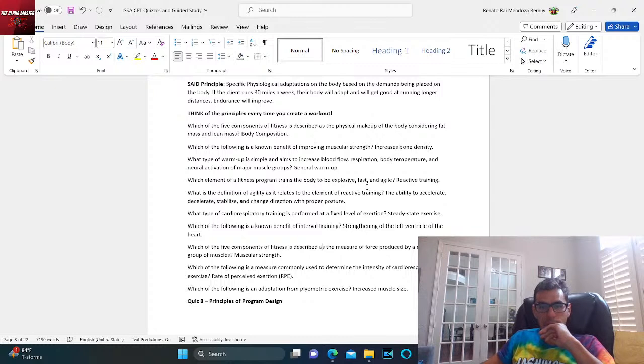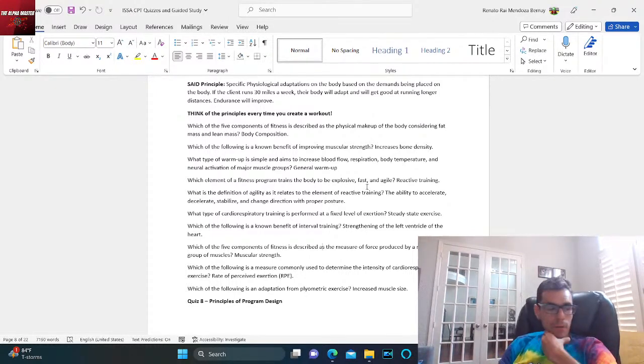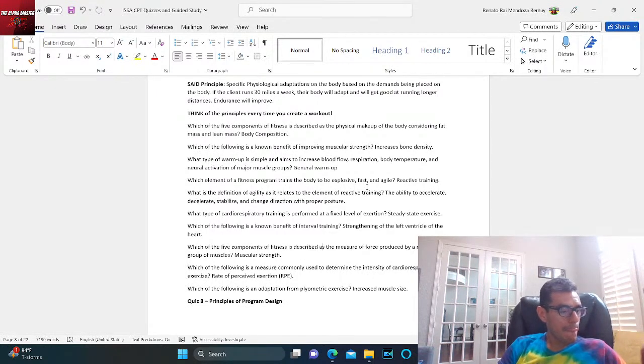And which of the following is a known benefit of improving muscular strength? It is going to increase bone density. What type of warm-up is simple and aims to increase blood flow, respiration, body temperature, and neural activation of major muscle groups? It's going to be the general warm-up.